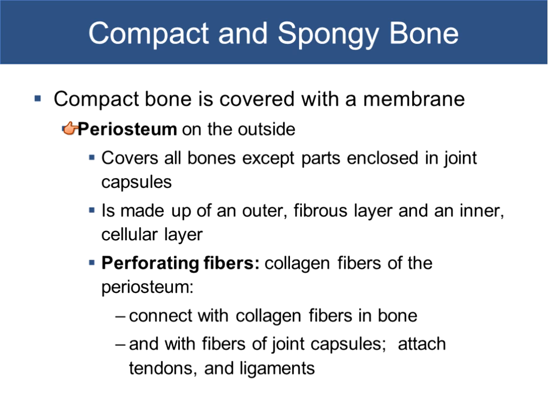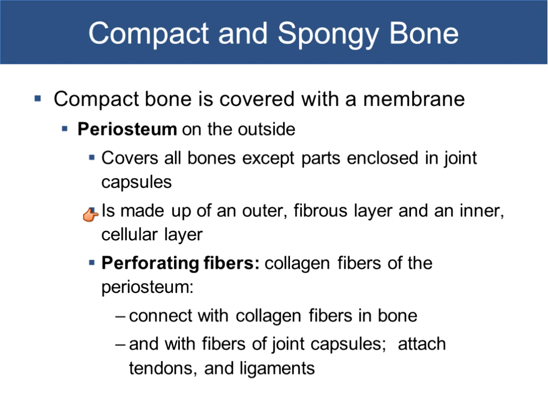Compact bone is covered with a membrane that we call the periosteum on the outside. The periosteum, and remember peri means around, and anytime you see osseous, that's bone tissue, so around the bone. It's going to cover all your bones except for those parts of the bones that are in a joint capsule. And at the end of this set of notes, we'll talk about different articulations and different types of joint capsules, synovial joint capsules specifically.